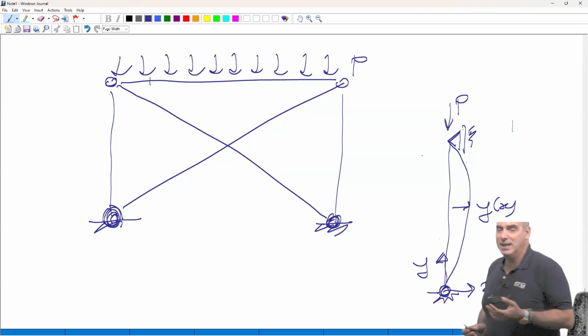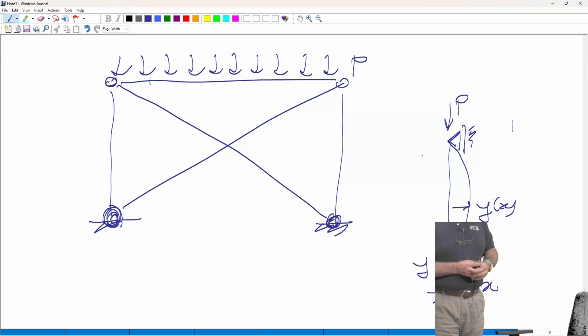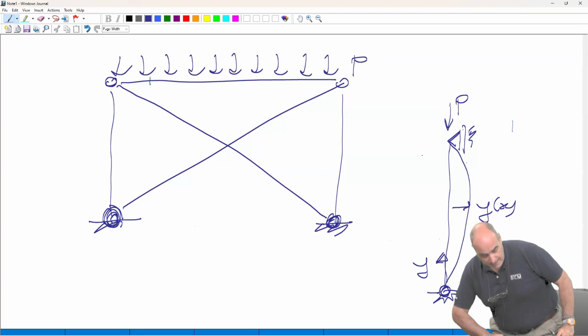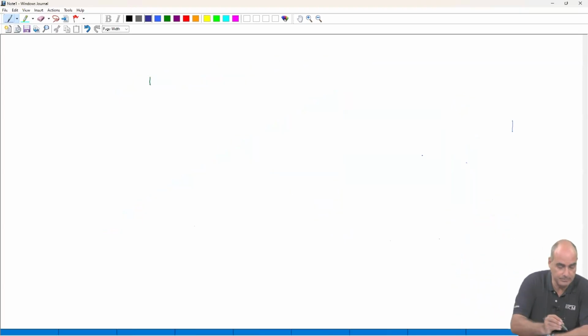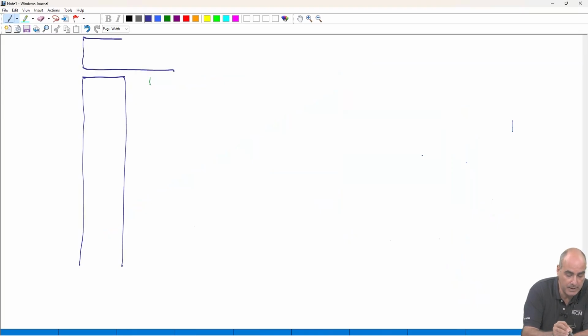Why? Because actually we will never have, first of all, a perfectly straight column. It can have some imperfection, but also it's very difficult to have a perfectly centered axial force. In reality, this is our column. Forget the constraint. There is a beam here on the top, okay?